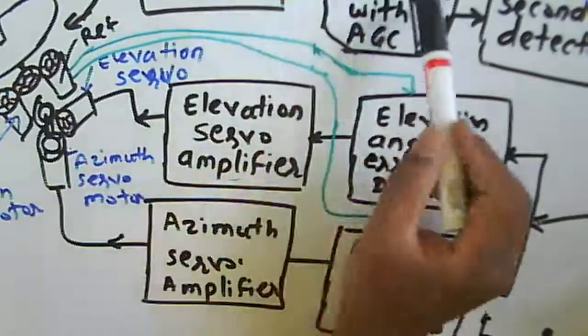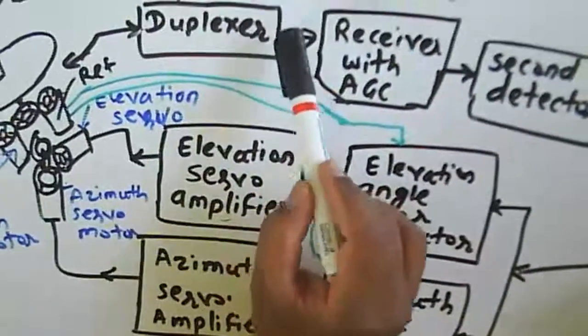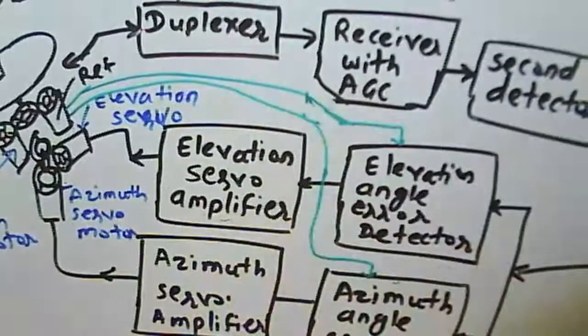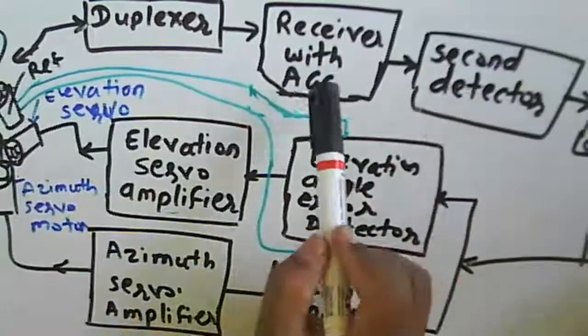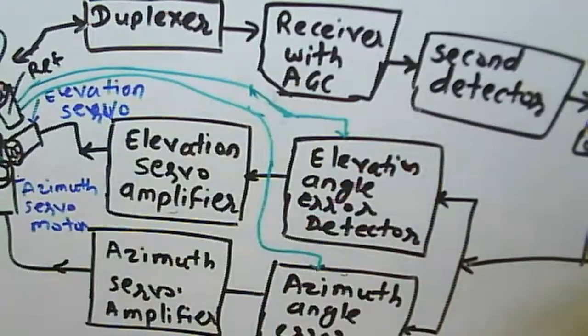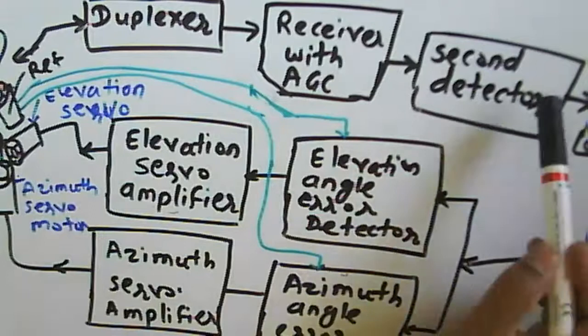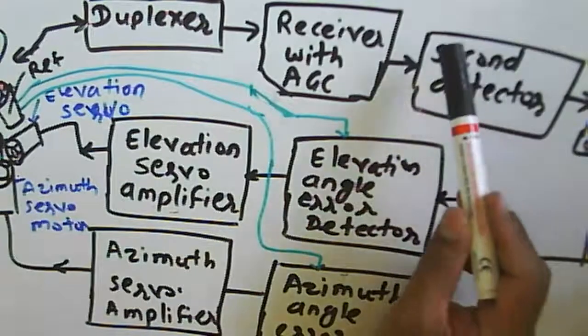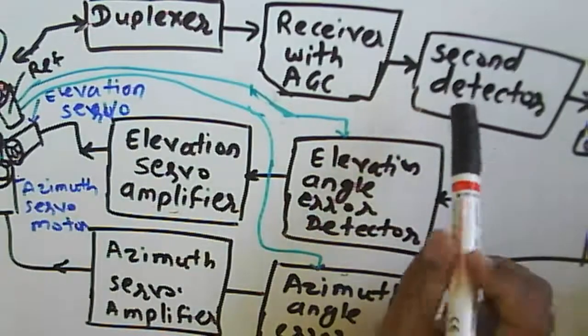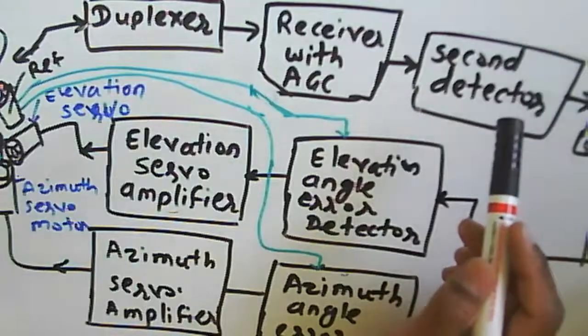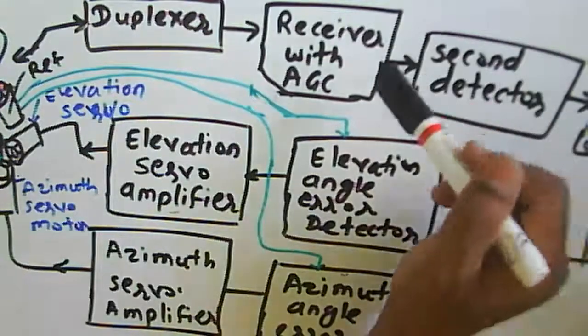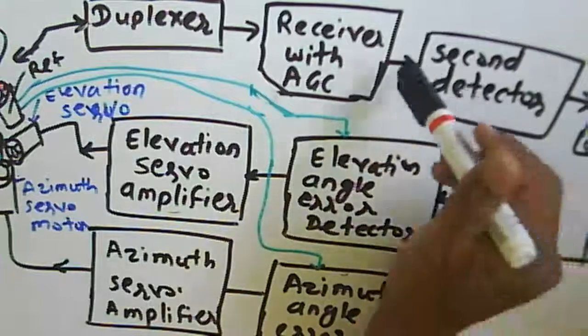And we have a transmitter and receiver. The receiver is a superheterodyne structure. That's why we use a second detector here, and that second detector is used to extract the error signals present in the given echo signal at the receiver.